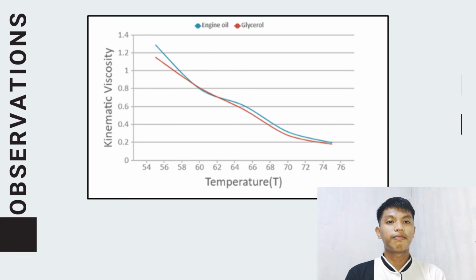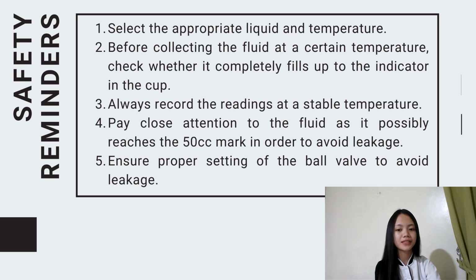For the safety reminders, first, select the appropriate liquid and temperature. Second, before collecting the fluid at a certain temperature, check whether it completely fills up to the indicator in the cup. Third, always record the readings at a stable temperature. Fourth, pay close attention to the fluid as it possibly reaches the 50 cc mark in order to avoid leakage. And last, ensure proper setting of the ball valve to avoid leakage.